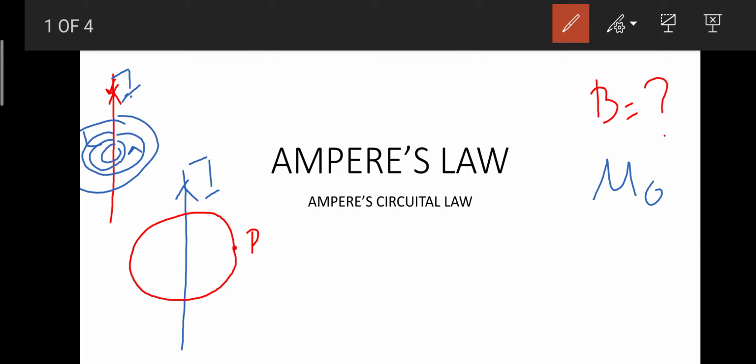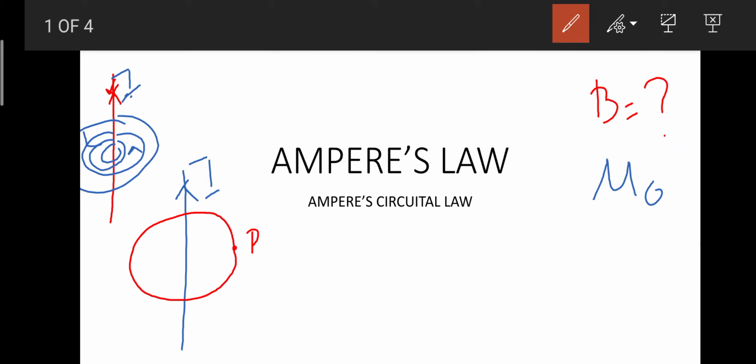Obviously, it can be in any shape depending upon our feasibility. In this case, we have drawn it in a circular path, right? Why have we done this? Because it is providing us the symmetry, right? An Amperian loop basically requires some kind of characteristics. What sort of characteristics?